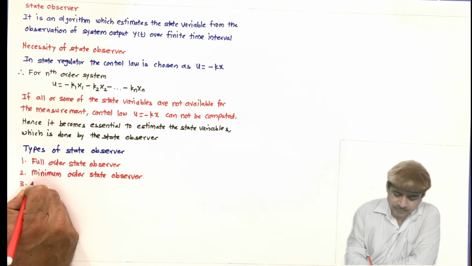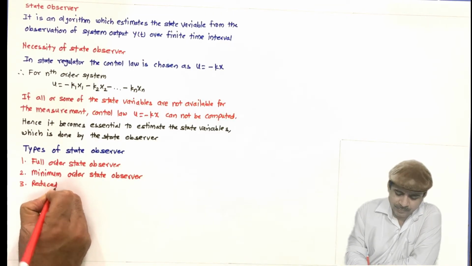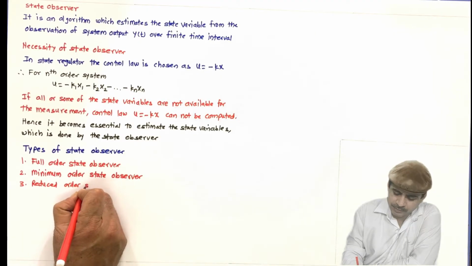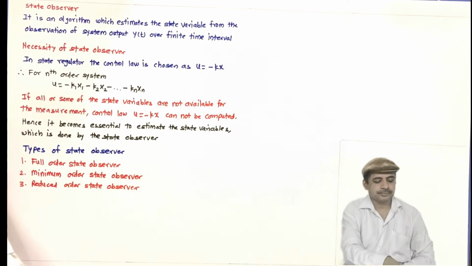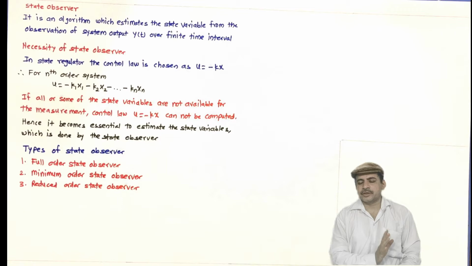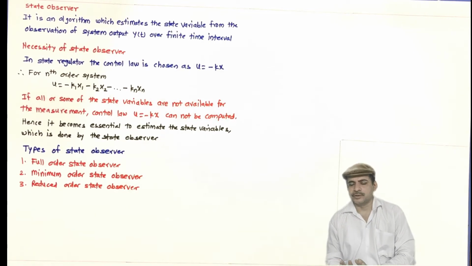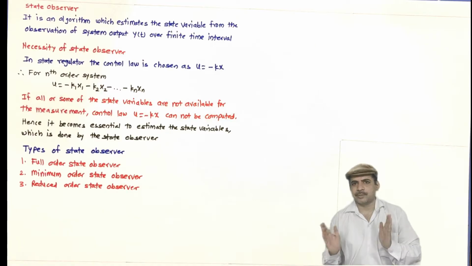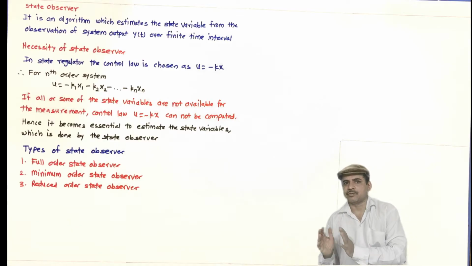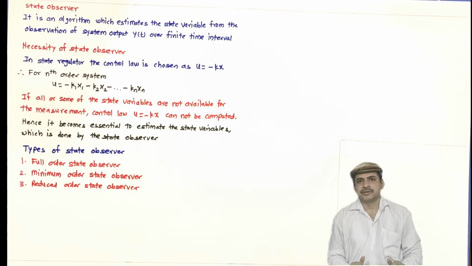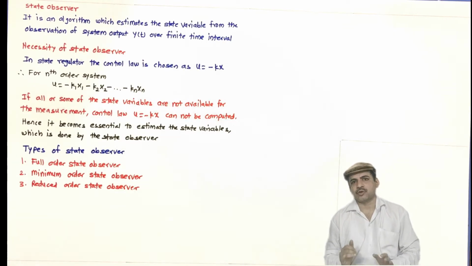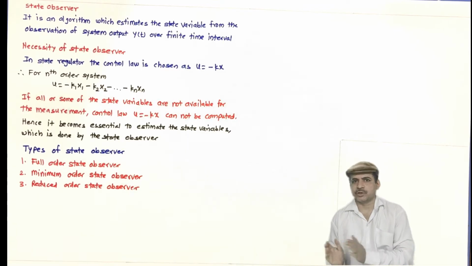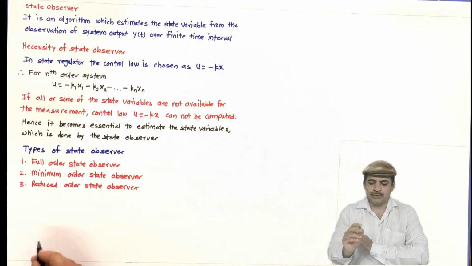And the third type is reduced order state observer. The reduced order state observer is the state observer which estimates all the states which are not available for the measurement and a few remaining states from the states available for the measurement. In particular, though there are three types, the first two types are commonly used in the design. The third one is not preferred. So let us elaborate this.